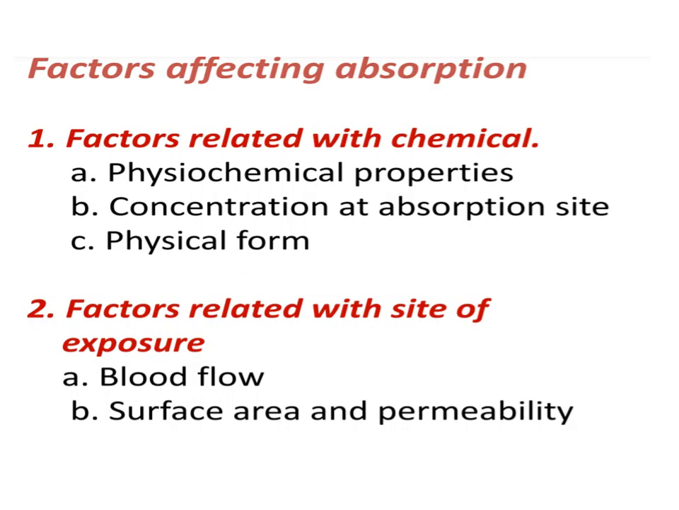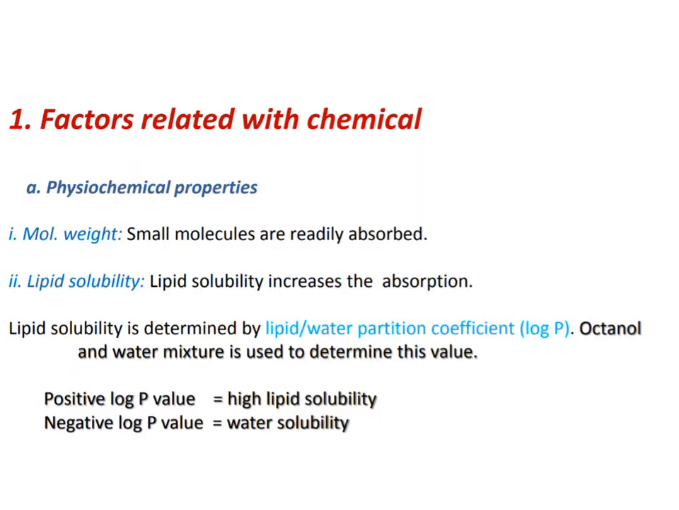So there are various factors which affect absorption. There are factors related to the chemical, and there are factors related to the site of exposure. Factors related to the chemical are the physicochemical properties of the xenobiotic or toxic substance, the concentration at the absorption site, and the physical form of the toxic substance. The factors related to the site of exposure, that means attributed by the body and the tissue or organ, are blood flow, surface area, and permeability.